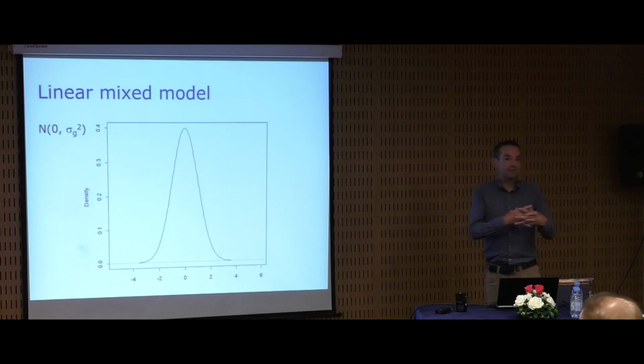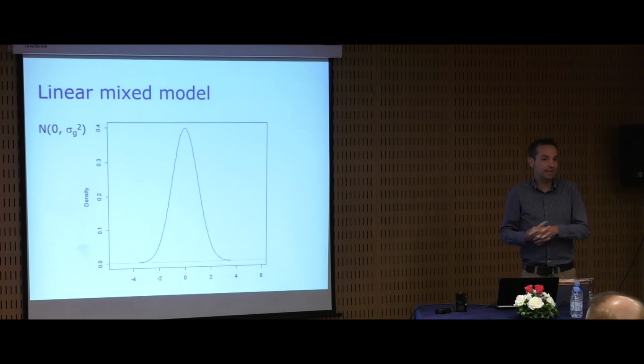And this is what lets you, by borrowing this information in, by pulling this information in, this is what lets you actually estimate 50,000 SNP effects from just 2,000 records. It's because you borrowed in information from somewhere else.